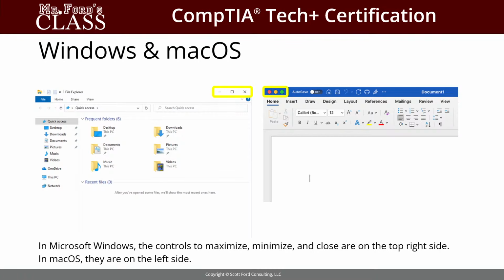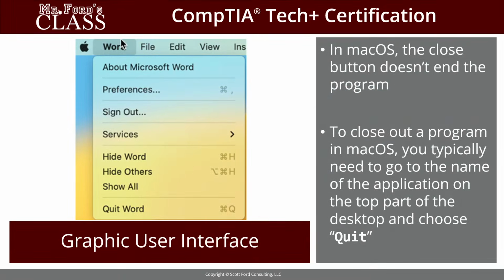So one of the differences, for example, with Windows and macOS is the location of their minimize, maximize, and close buttons. With a Windows computer, you click on the X, you close out that program. Well, in macOS, closing out that window doesn't close out the program. You actually have to go into the file area and go down and do the quit to actually close out that program. So slightly different, but once you get used to it, you're fine.